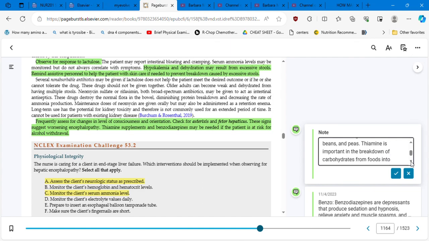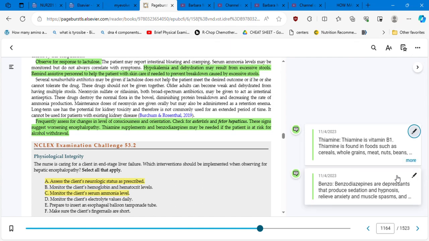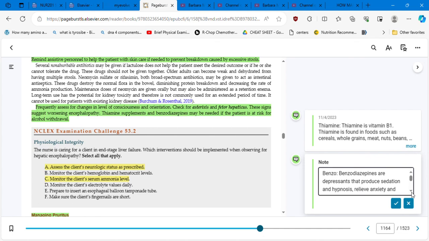peas. Thiamine is important in the breakdown of carbohydrates from food into products needed by the body. And benzodiazepines are depressants that produce sedation and hypnosis, relieve anxiety and muscle spasm, and reduce seizures. Examples are alprazolam, Librium, diazepam, lorazepam, well known as Ativan.